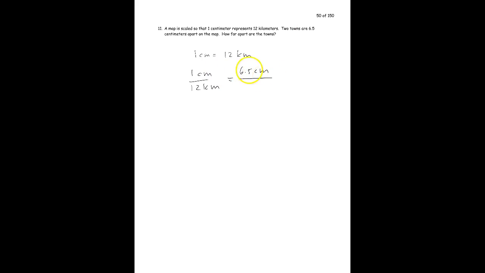And notice how it's important to keep in the numerator the centimeters, or the map to the map and reality to the reality. If you would have put 6.5 here in the numerator, that would be wrong. In this one we don't know, but we can see that to get from this numerator to this numerator we multiply by 6.5, and so we're going to do the same thing in the denominator, multiply by 6.5. So 12 times 6.5 equals 78. So the answer is 78 kilometers.